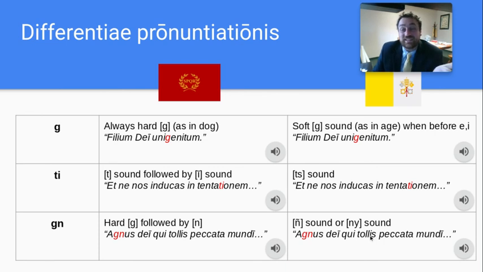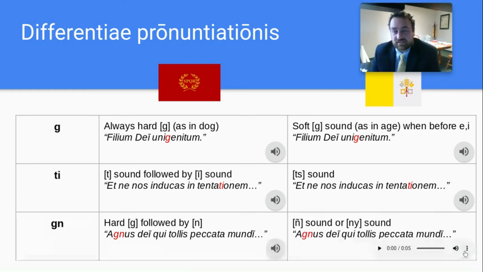Here we're going to say "tollis" as if it had a macron on it. And of course, the GN is going to make a different sound too. So the GN in ecclesiastical pronunciation is going to make kind of like an "ny" sound. For those of you who have taken Spanish, or for those of you who haven't, it's just an NY. So let's take a listen.